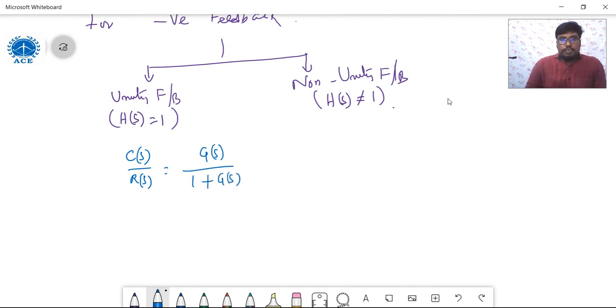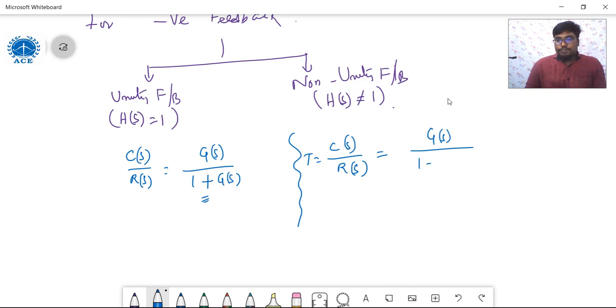So for negative feedback we get the plus here. In the non-unity case, the transfer function T is equal to G(s) divided by 1 plus G(s) into H(s). So this is the overall transfer function of the closed loop control systems.